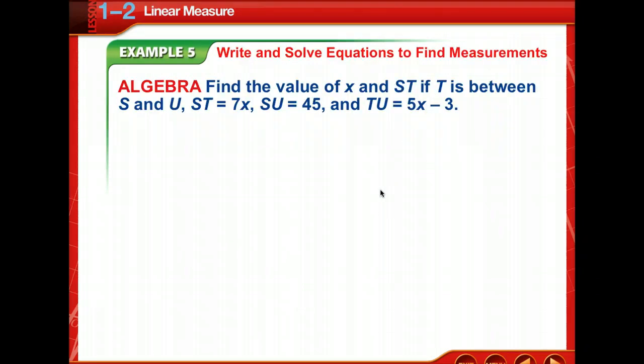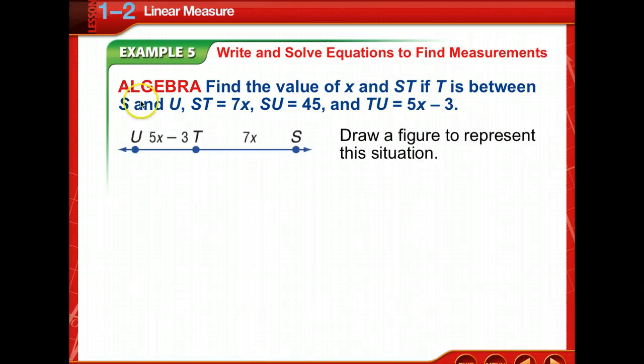Okay, now we're going to write and solve equations to find measurements. We're asked to find the value of x and the value of ST if T is between S and U. So you start by drawing your figure. T is between S and U. We're told that ST is 7x and SU is 45, and that TU is 5x minus 3.